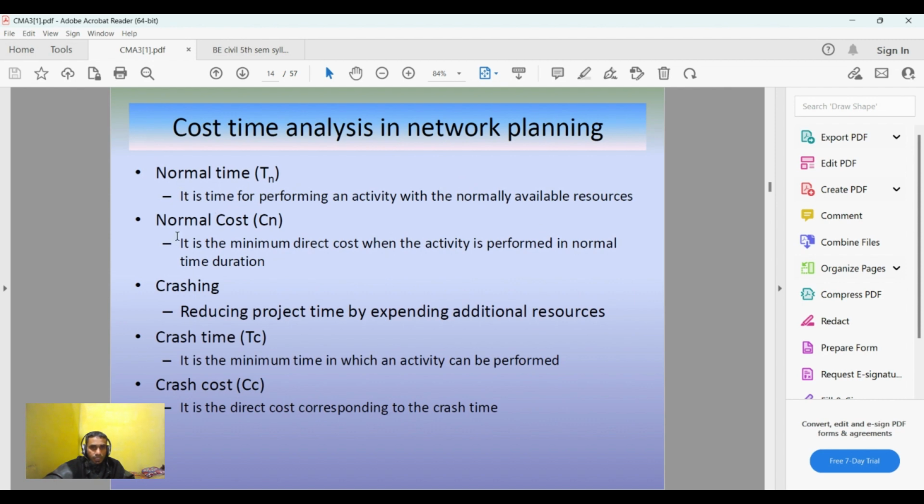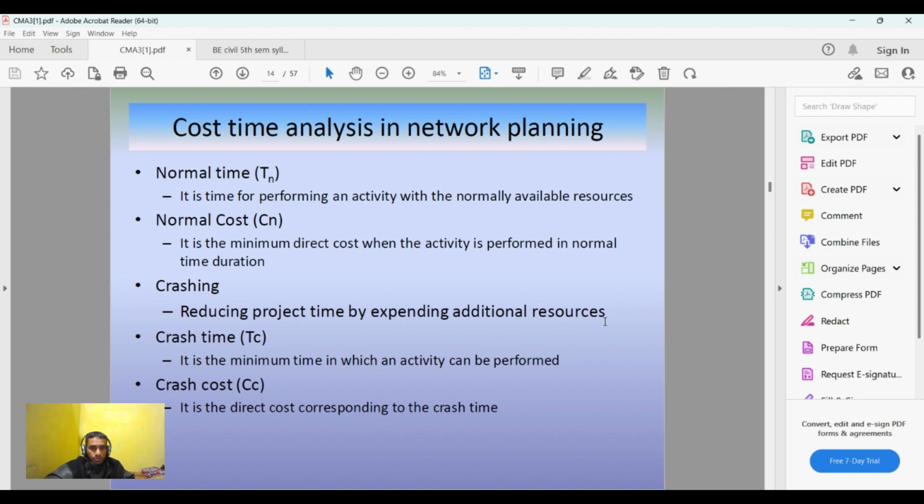Now, the cost time analysis in network planning. So these are the important terms which are used in cost time analysis. It's very important to memorize these. You might get the definitions under short answer questions. Okay, the normal time, represented by Tn, is simply the time for performing an activity with the normally available resources. Okay, normal cost is the minimum direct cost when the activity is performed in normal time duration.